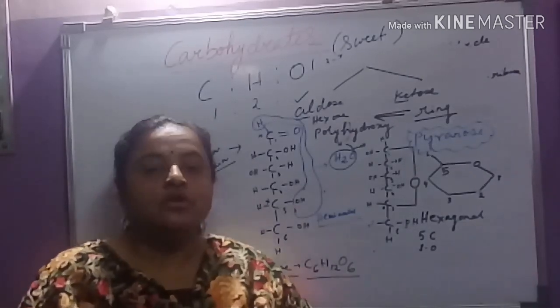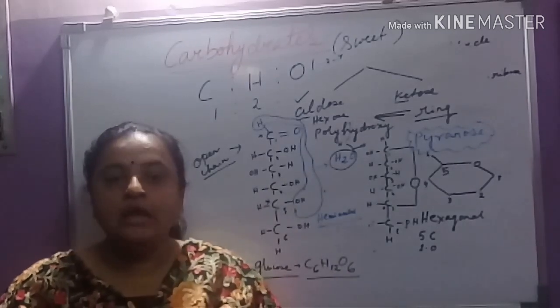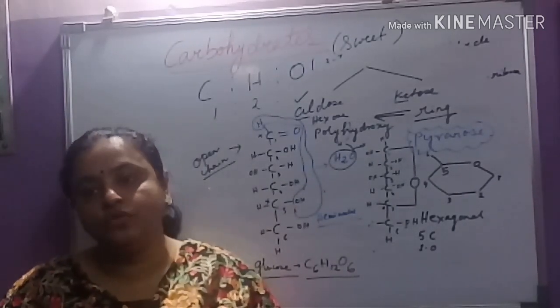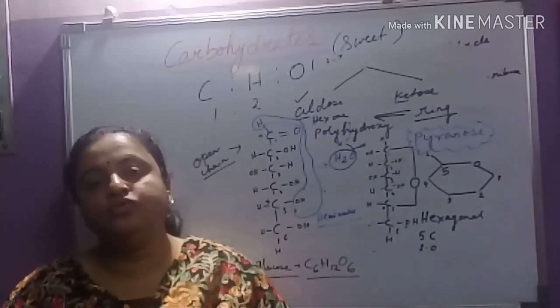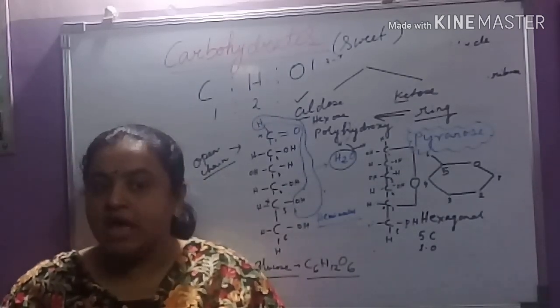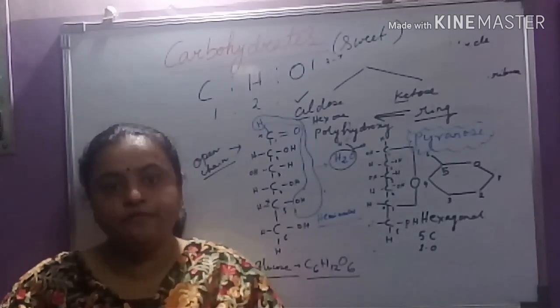So from this lecture we have come to know what is glucose and what is a hemiacetal bond, and that the basis of the ring structure of glucose is pyranose. In my next tutorial I am going to discuss yet another important monosaccharide, which is fructose, and we are going to compare the structural differences between glucose and fructose.